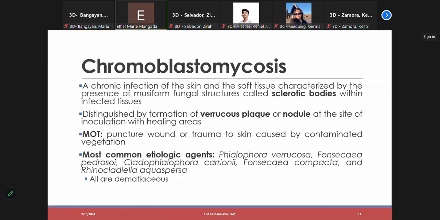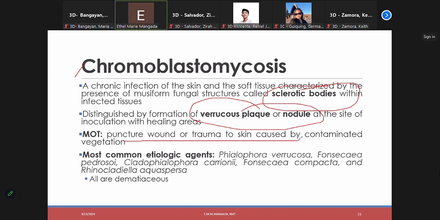So chromoblastomycosis is an infection of the skin and the soft tissue. And the pathognomonic entity is your sclerotic bodies. So nakakakita tayo ng sclerotic bodies sa infected tissue, and that is diagnostic of your chromoblastomycosis. Okay? And distinguished by the formation of verrucous plaque or nodule at the site of inoculation with healing areas. So the mode of transmission, just like yung nauna, puncture wound or traumatic skin by contaminated vegetation. Again, sa mga mahalaman, di ba, magubat na lugar.